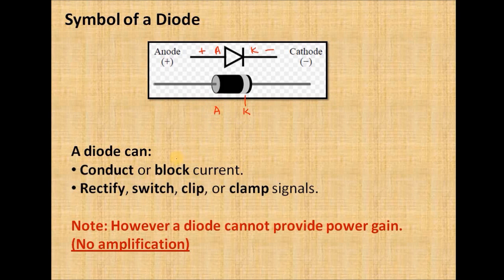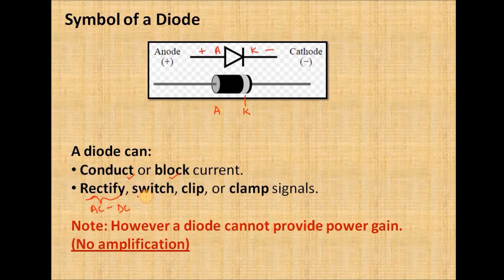Now, most importantly, what functions can a diode do? A diode can conduct or block the current. We had already discussed that the diode allows the current to flow in one direction, whereas in the opposite direction it blocks the current. This is also called rectification. So what do we mean by rectification? In actual terms, it is AC to DC conversion.